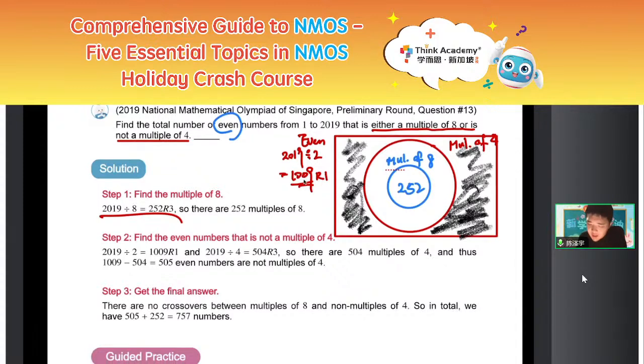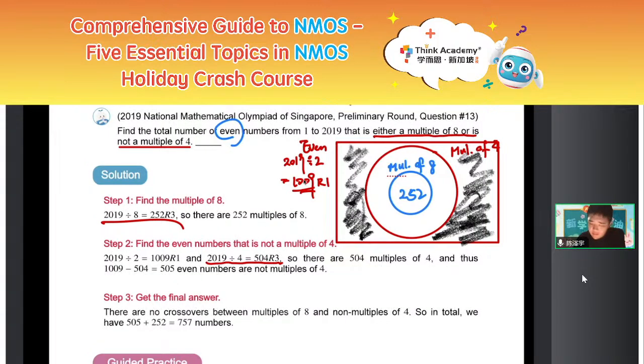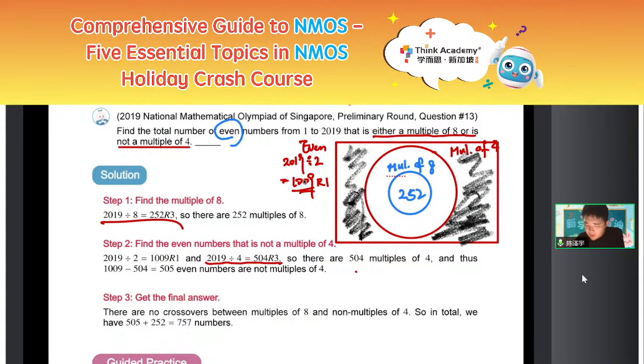And how many red circles are there? 2019 divided by 4, right? So there are 504 red numbers inside the red circle. But now you see, we want to look for how many numbers are there outside the red circle. 1009 minus what is inside the red circle, 505. Right? So that means the black shaded part, we have 505 numbers.